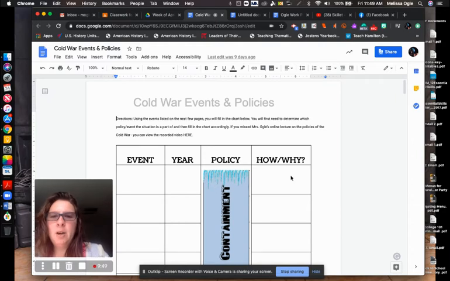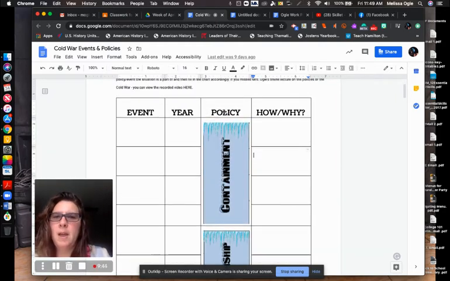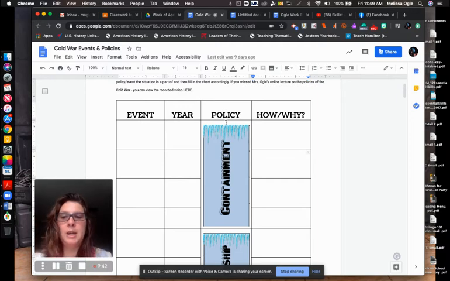So, on the very first page of this assignment, you have a chart. And you will notice in the middle that the policies, which I went over in the presentation, are listed in the middle. And notice, yes, they do take up more than one row because, for example, this means that there are going to be 4 events that fall under the policy of containment. They're examples of how the United States practiced the policy of containment. And so what you will fill in here is the event, the year that event took place, and how or why it relates to containment.